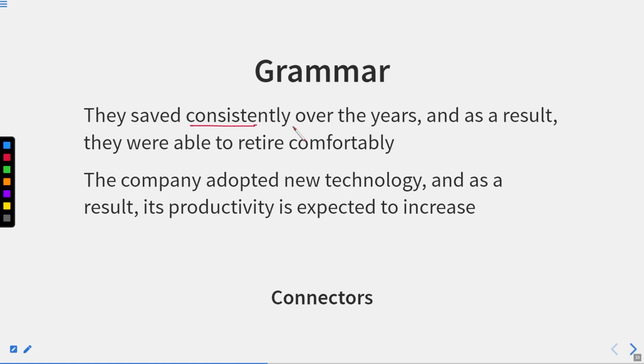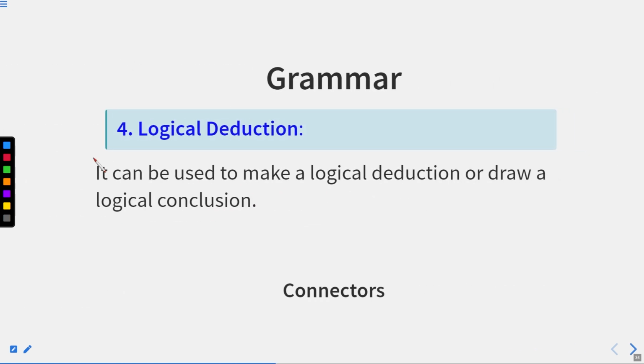They saved consistently over the years, and as a result, they were able to retire comfortably. The company adopted new technology, and as a result, its productivity is expected to increase.